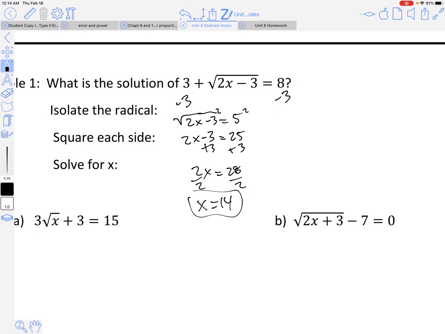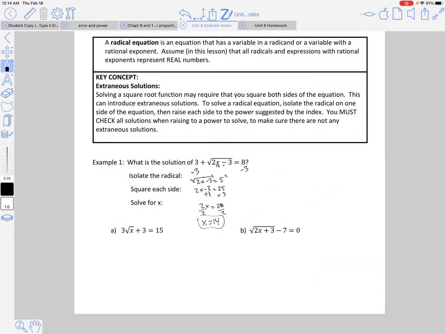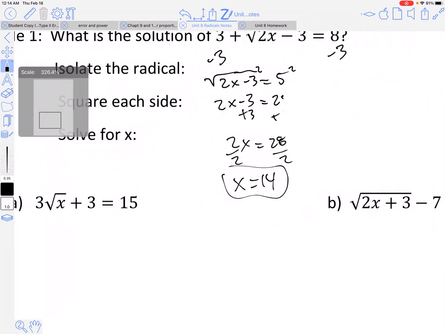Now it's always good to check it to make sure that your answer worked. So 2 times 14 is 28, 28 minus 3 is 25, square root of 25 is 5, 5 plus 3 is 8. So checks out, it's good.